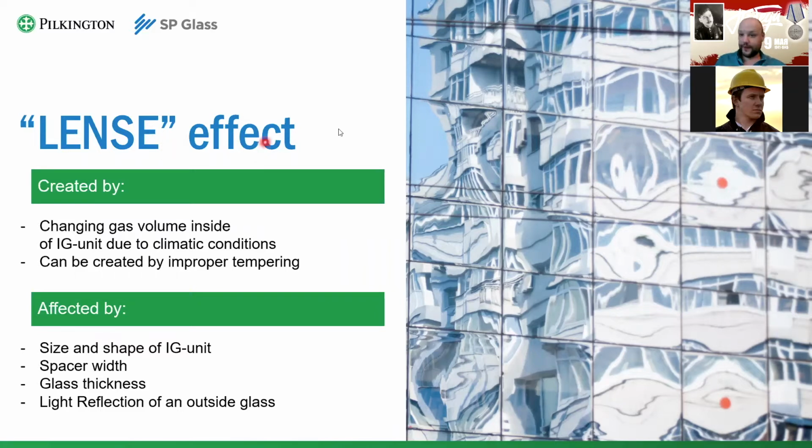So, light reflection, the lens effect: created by, affected by. Now that basically underlies what I was saying. Does anybody have any questions about lens distortions? Oh yeah, one more thing before I move to the questions. How to justify if the customer complains about the lens effect? What to do? First, go and take a look. Sure.